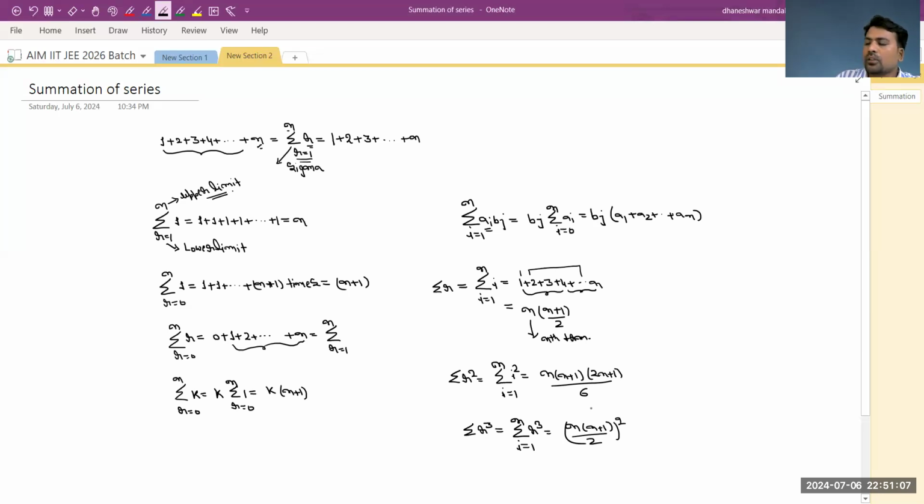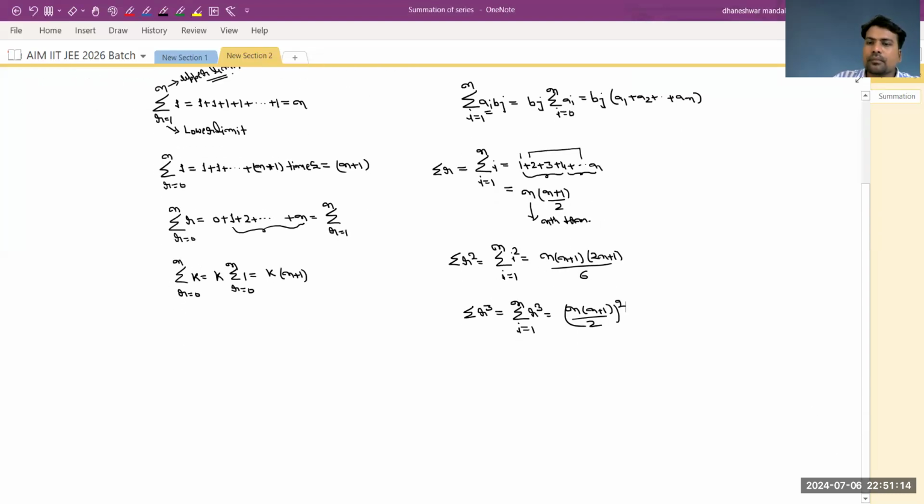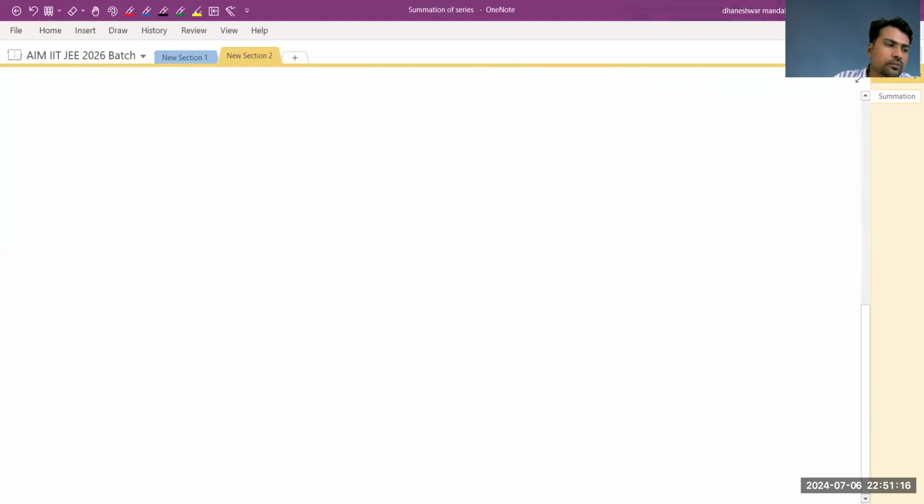Now we are going to solve questions based on these three formulas. Suppose we have the nth term and I want to calculate the sum. Let's write down the question.